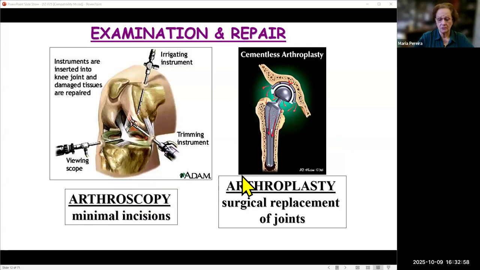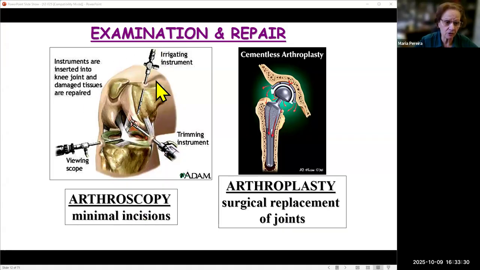Okay, so many things can go wrong with the articulations, so they need to be repaired. There's major repair and minor repair. The minor repair does not require general anesthesia. It's ambulatory, and it requires only local anesthesia. And this repair is known as arthroscopy. So it does not require general anesthesia.